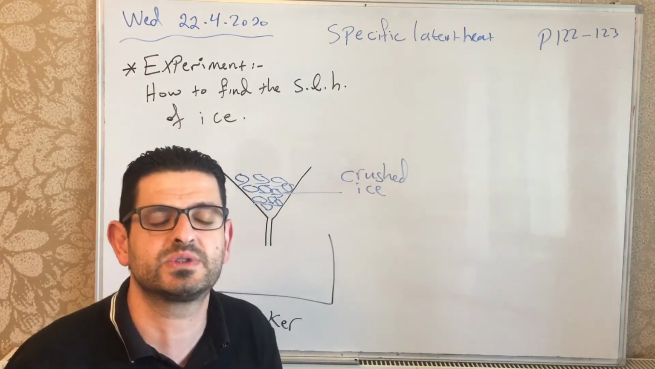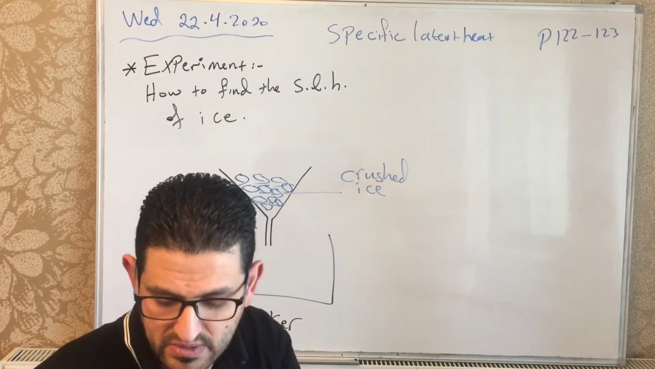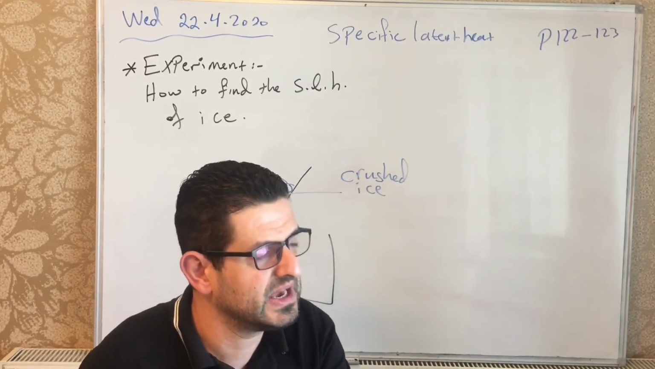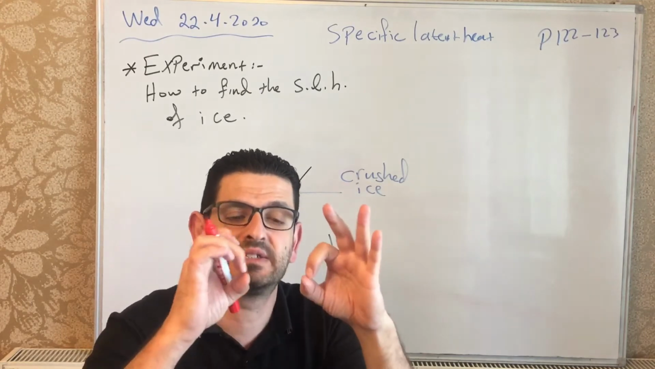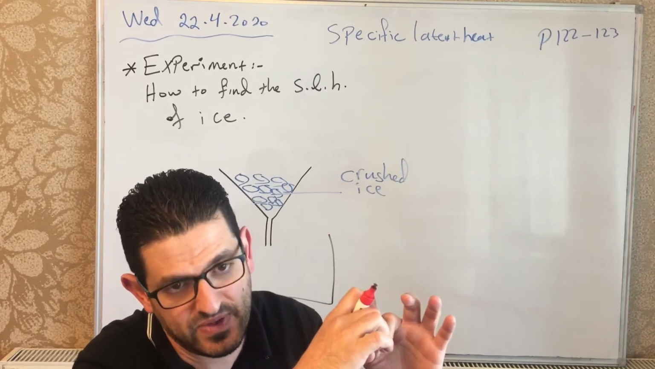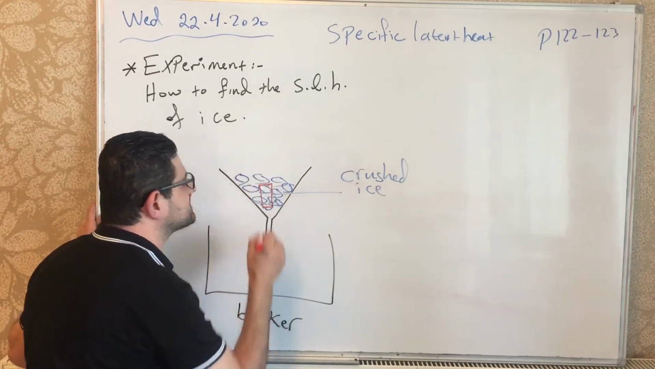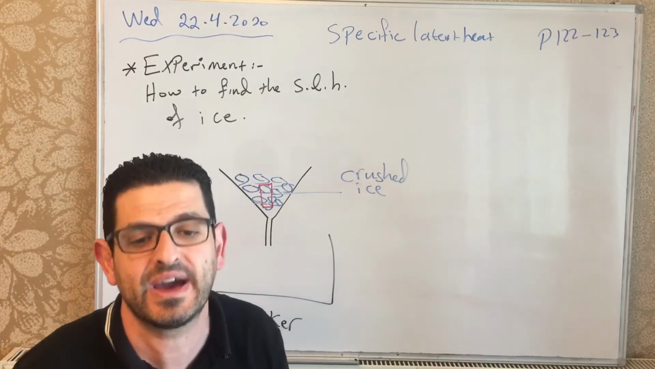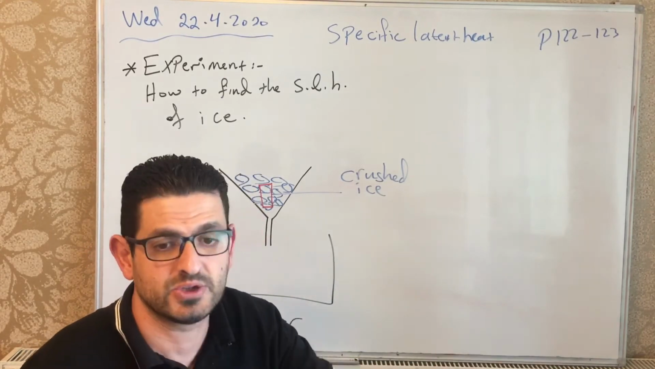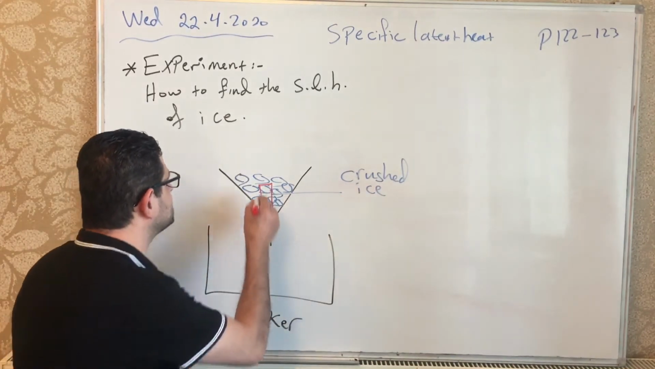Why do I need to use crushed ice? The idea is that if there are cubes of ice, there will be some air in between them. So when you put the heater inside, the heater will touch some of the cubes and will touch the air. So heat will be lost to the air, and air is a bad heat conductor. So your numbers will not be as accurate as possible. So you have to use crushed ice.